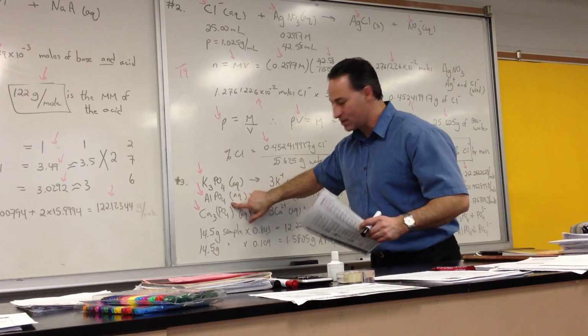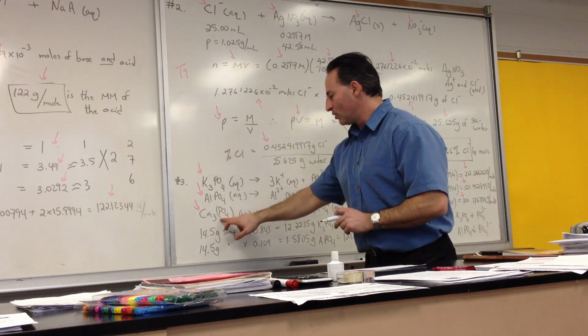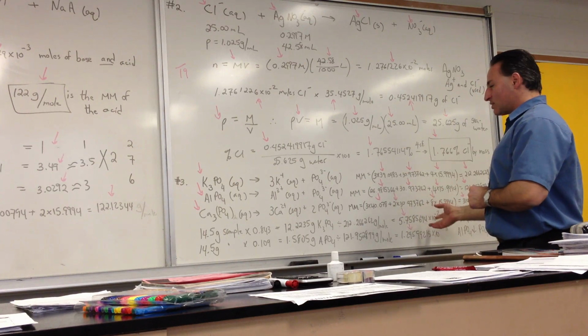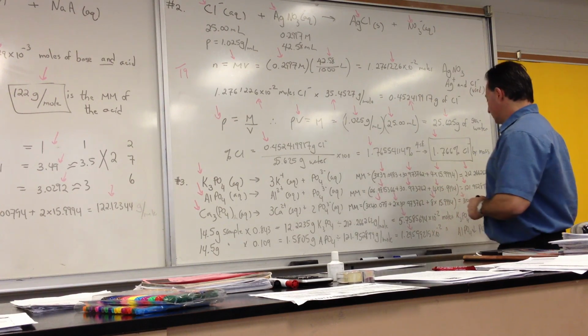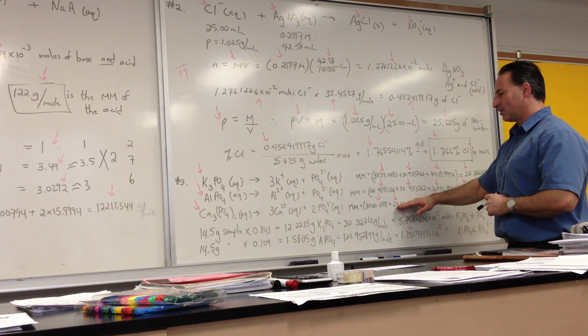I put the 2 in the wrong place, I just noticed. 1 mole of calcium phosphate will give you 2 moles of the phosphate anion. And if you forget to do that, your quantities will be wrong. You'll get the wrong answer. Here I'm finding the molar masses of each one of the 3 substances involved.